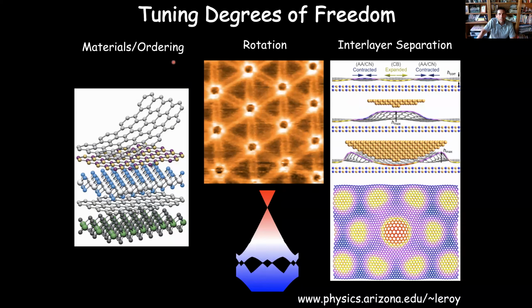You can look at different materials, the different ordering of those materials. We've also looked at things like interlayer separation. What happens if you bring the materials either closer or further apart? How does that affect the electronic structure? And so really in these van der Waals heterostructures, there's a large range of different possibilities to explore where you can enable new physics to occur that doesn't happen in the individual layers, but only happens when you make these heterostructures.